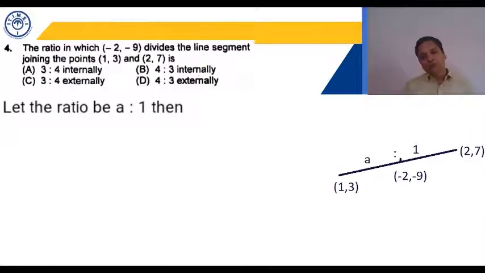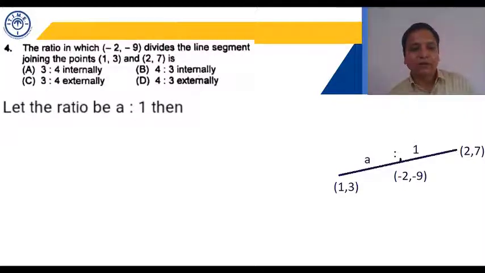Then we wish to apply the section formula and we require the value of a. If the value of a in a:1 comes out to be positive, it's an internal division. If the value of a comes out to be negative, it's an external division. Two options are talking about internal division and the ratios are just swapped. And two options are talking about external division, ratios are just swapped. So answer by default would be 3:4 or 4:3. Out of these two, one would be the answer. Internally and externally we have to check.